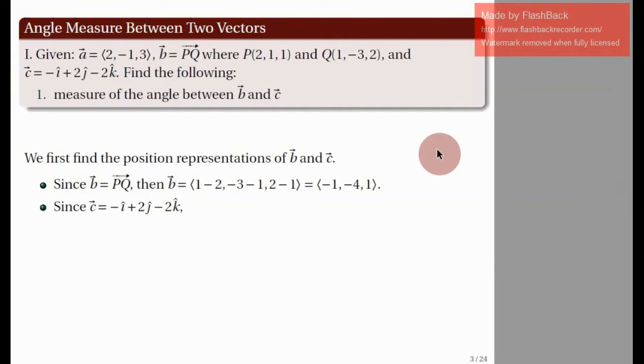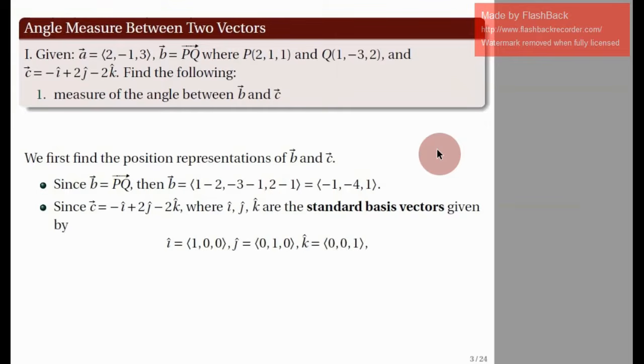Meanwhile, vector C is defined as follows, where we have special vectors here. Okay, we have i hat, j hat, and k hat. And if you recall, these are what we call our standard basis vectors. So for i hat, it is the vector with a 1 in its first component and 0 elsewhere. j hat, a 1 in the second component, and k hat, a 1 in the third component.